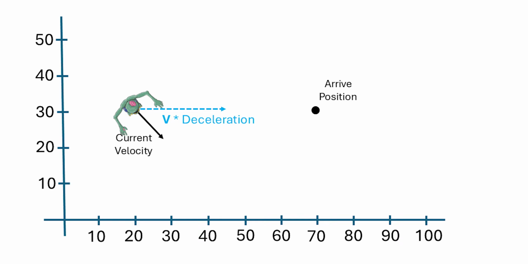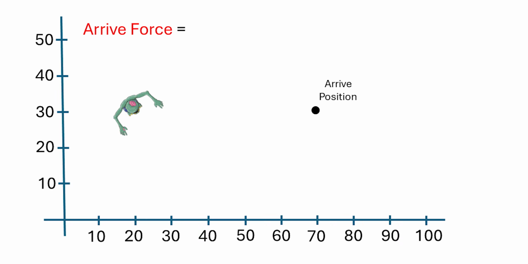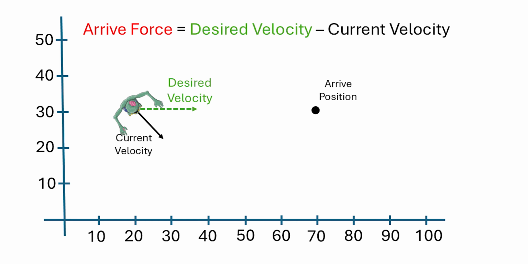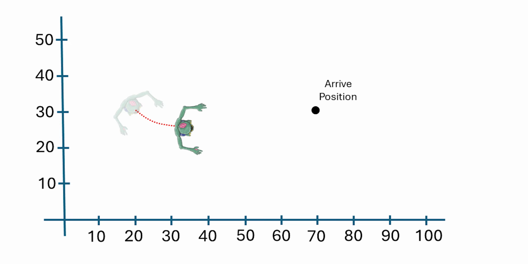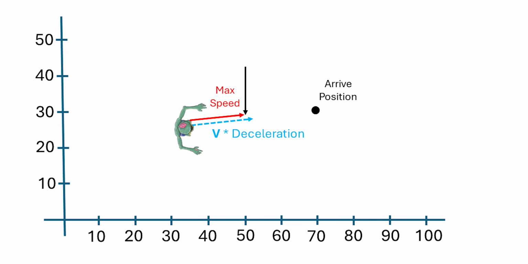In this example, I've gone with 0.5. But as you can see, this is still faster than the zombie's maximum speed, so we need to truncate it, leaving us with our desired velocity. Now we can calculate the arrive force. This equals the desired velocity minus its current velocity, which will result in a movement something like this. And if we repeat the process, you will see the zombie makes its way towards the target position.